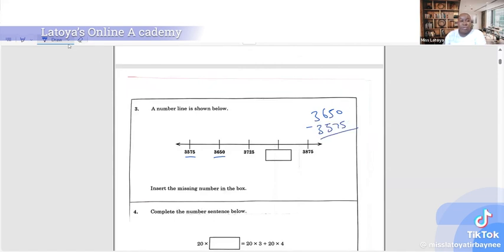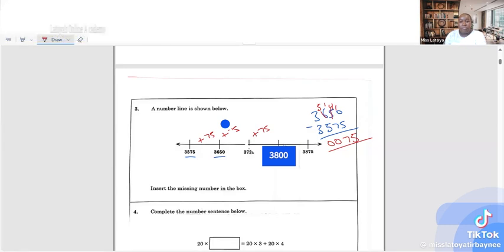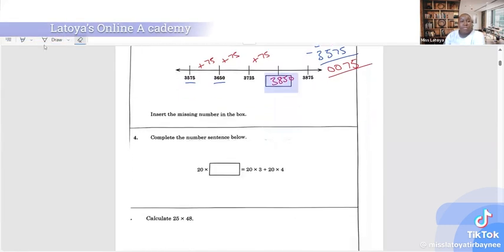And of course, we need to regroup here. We are going to get 5. We need to regroup again. We're going to get 7. So it is increasing by 75. You can check here again. The difference between here is also 75. So if we add 75 to 3,725, we will get 3,800.